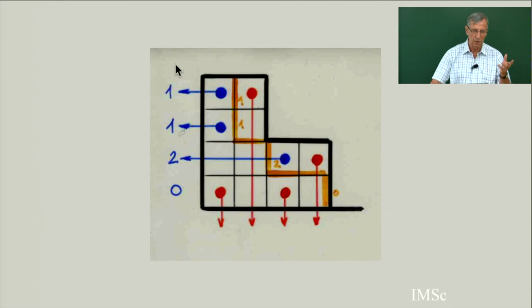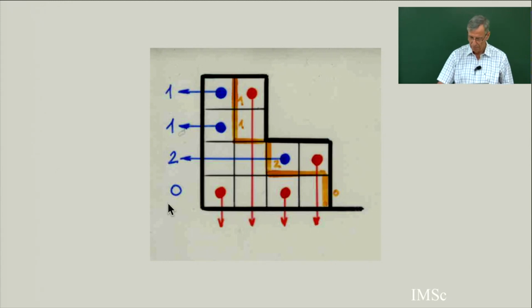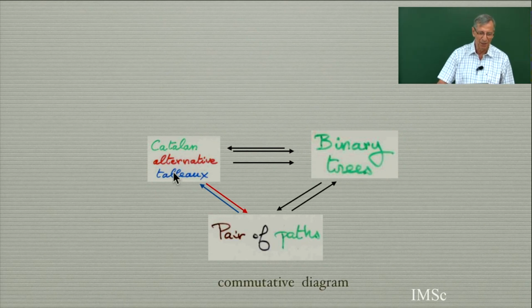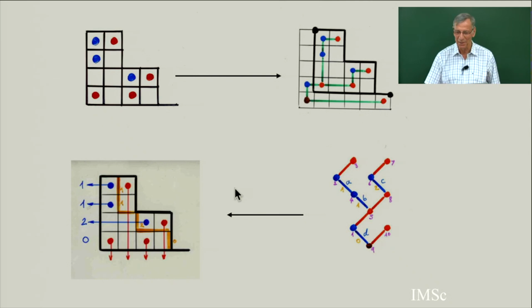Because of the definition of this blue number, and because it's a Catalan alternative tableau, there is no empty cell in the construction. And the beauty of all this is that with every bijection I showed before, I get a commutative diagram. Everything commutes, so it's not obvious. So here is the example.